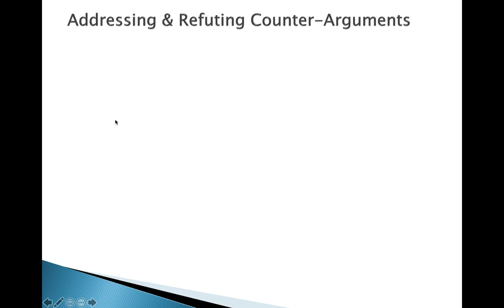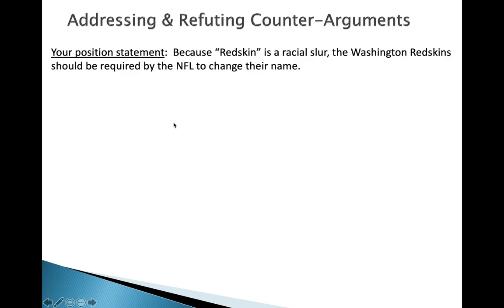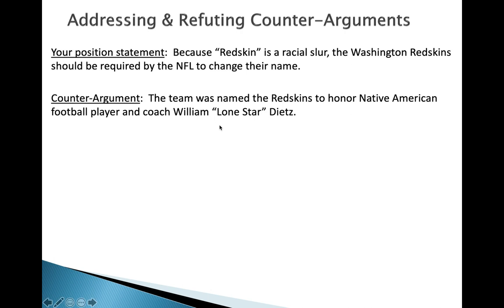So let's look at another example. This example is a little bit dated because now we know that recently the Redskins did in fact change their name, but you'll get the idea. My position is because Redskins is a racial slur, the Washington Redskins should be required by the NFL to change their name. So one counter argument could be that the team was actually named the Redskins to honor Native American football player and coach William Lone Star Dietz. Therefore it shouldn't be considered offensive to Native Americans because it was chosen to honor a Native American.